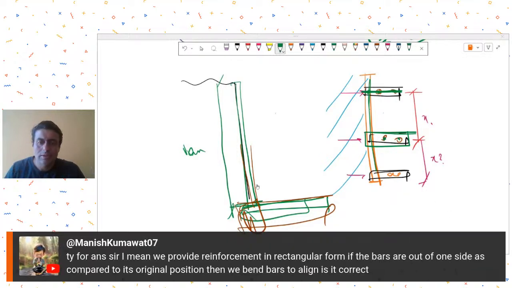Mr. Manish Kumar is saying, if we provide reinforcement in rectangular form, and if the bars are out to one side compared to their original position, then we bend them to align. Is it correct? Ideally the bars should not be out of position, but if they have become out of position, you can always joggle them in a slope as SP16 recommends, in a slope not steeper than 1:6, and then you can joggle your bars and continue and try to maintain the new position.